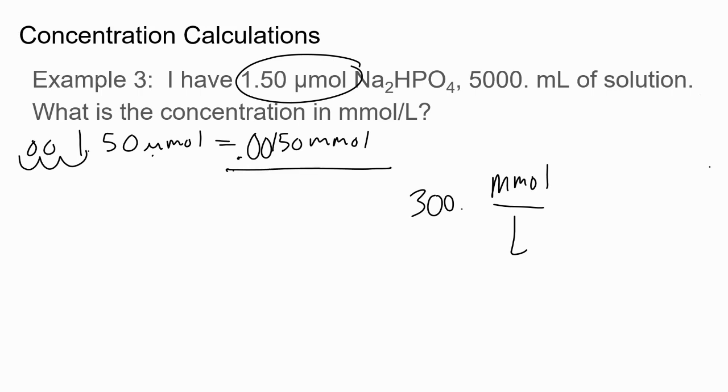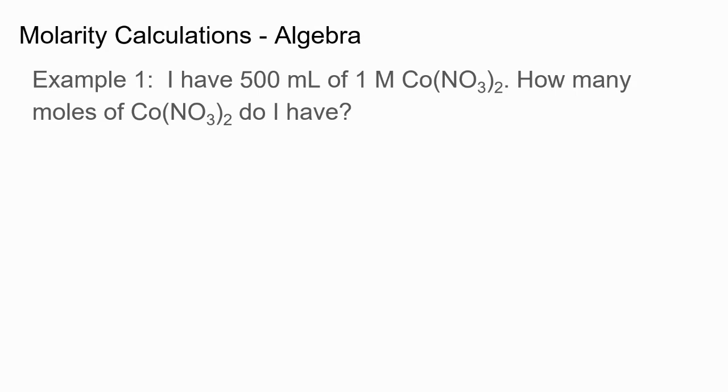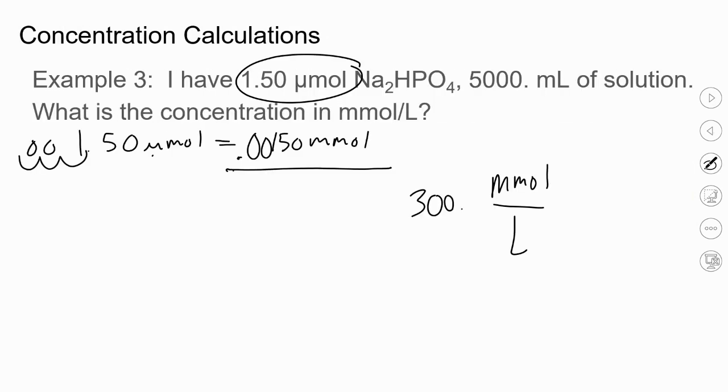All right, so now we have millimoles, and then we need this in liters. How do we get this back to liters? Divide by 1,000. So this is the same as 5 liters. 1, 2, 3.